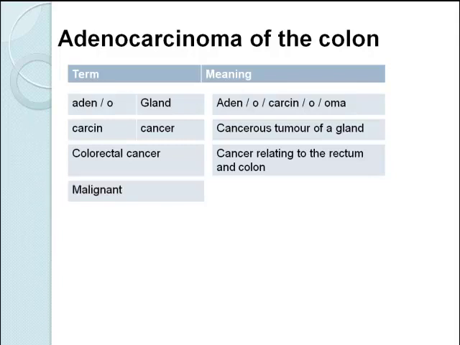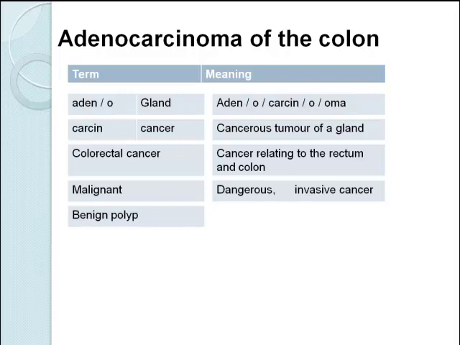The term malignant, you may have heard of this, a malignant tumour, would be a dangerous or invasive tumour, so invasive cancer. But the term malignant actually means dangerous. So you might possibly hear the term malignant hypertension relating to dangerously high blood pressure. Benign, or a benign polyp, would mean a harmless polyp. Benign meaning harmless, or not invasive.